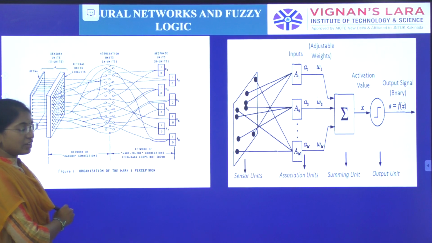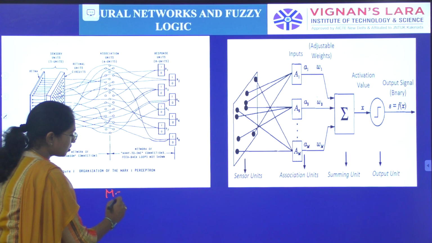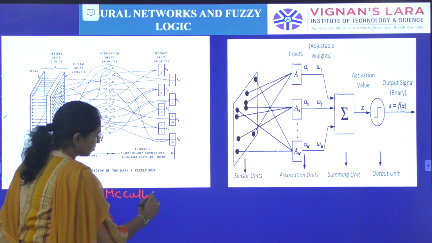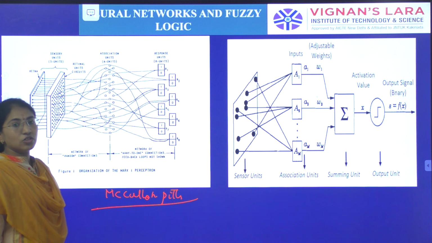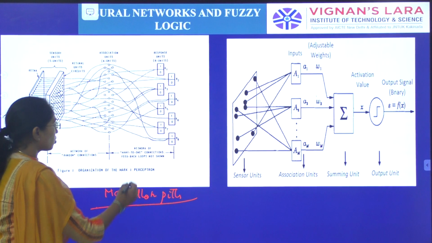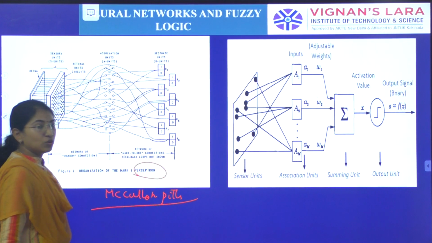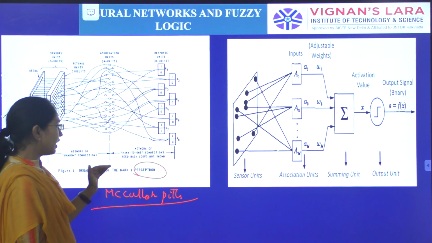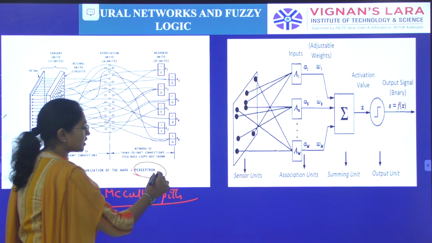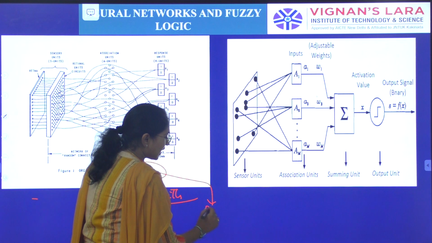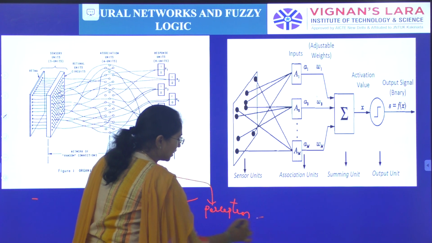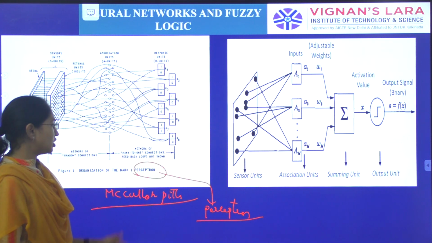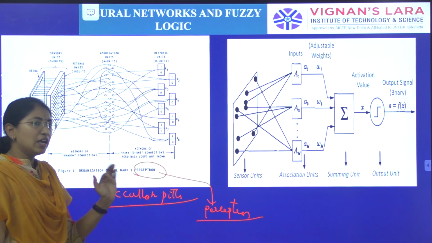So we have already seen McCulloch-Pitts neuron model in the last class. Now we are going to see another neuron model, which is called the Perceptron neuron model. And here the name itself says that it was designed by a scientist named Rosenblatt. So this is called the Perceptron neural network.